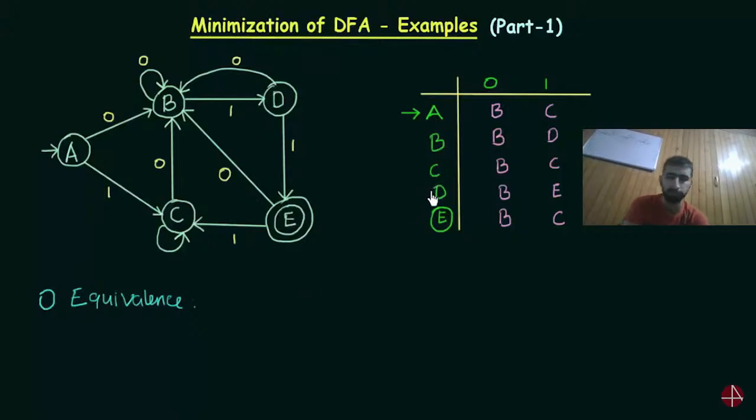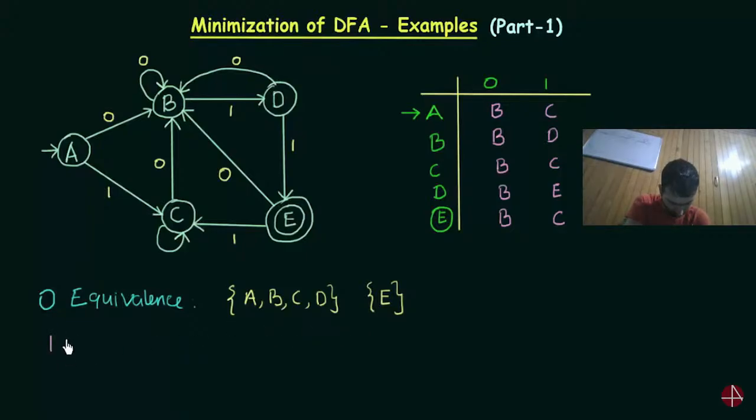So here what are my non-final states? A, B, C and D. So I will make this as one set: A, B, C and D. And what are my final states? Here I have only one final state, that is E. So this is the first step of writing the 0 equivalence. It is very easy to write the 0 equivalence. Just write the non-final states as one set and the final states as another set. Okay, so that's it about 0 equivalence.